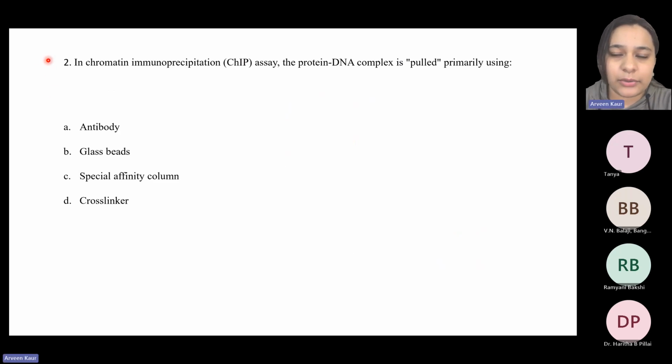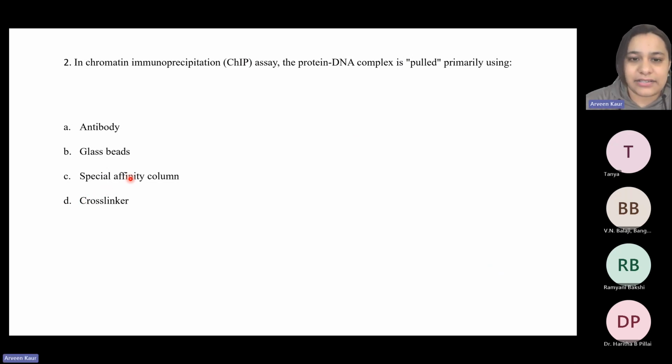Okay, coming on to question number 2, which says that in the chromatin immunoprecipitation assay, that is the ChIP assay, the protein-DNA complex is pulled down primarily using which one of these? Is it antibody? Is it glass beads? Is it a special affinity column? Or is it a cross-linker?